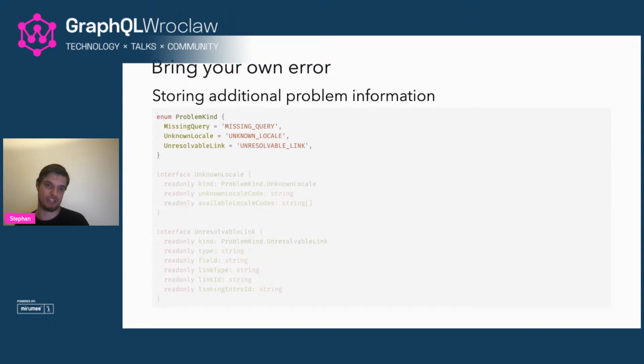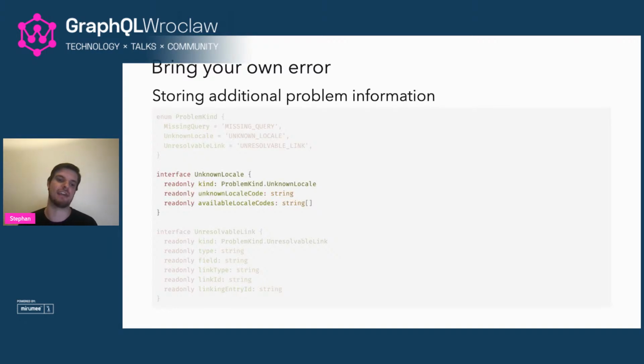That makes it pretty useful to use them in a so-called discriminated union, which basically means we have objects where this problem kind is on a specific property, and based on which problem kind value it has, it knows which type it is. So, for example, the missing query has nothing else to it, so we don't need to define any type for how it would look. But for the unknown locale, we have the available locale codes and the actual locale code that was not found, so that we can format the error message properly.